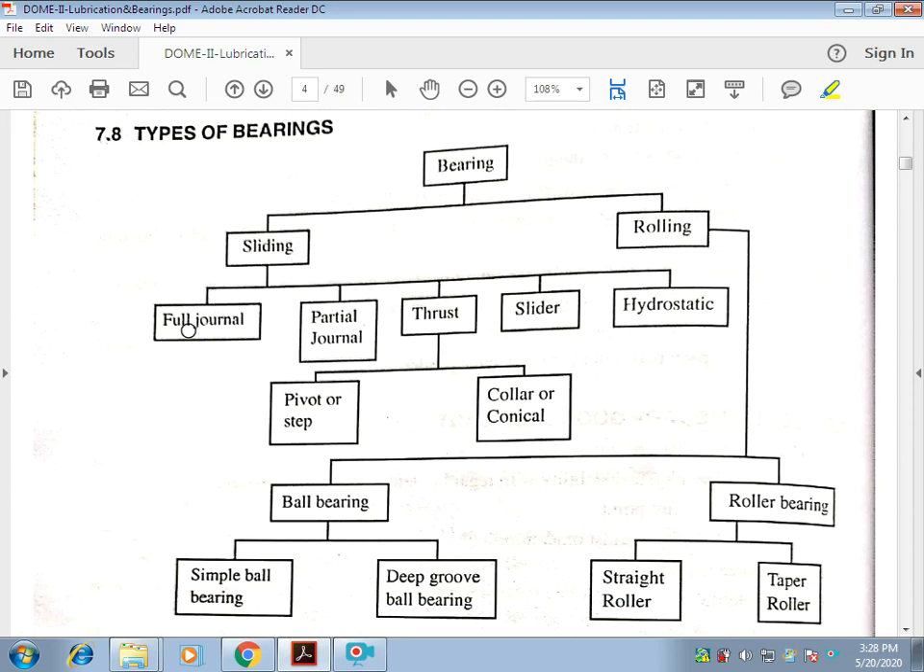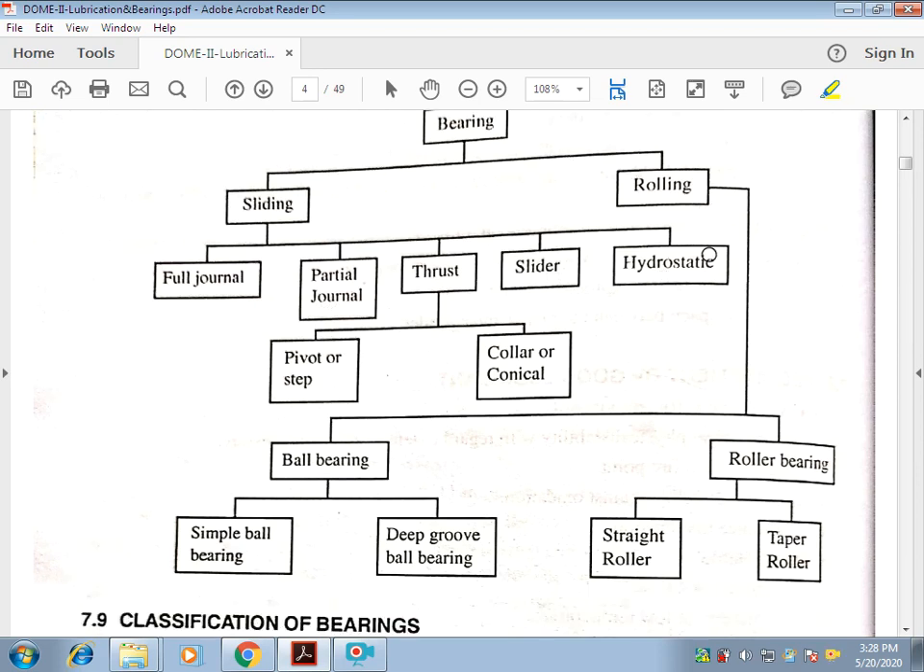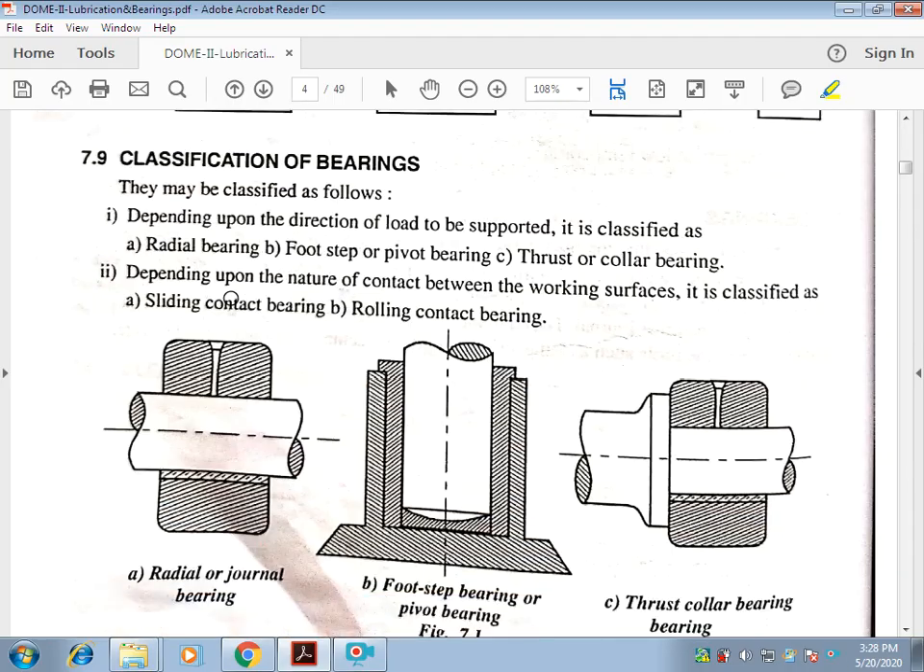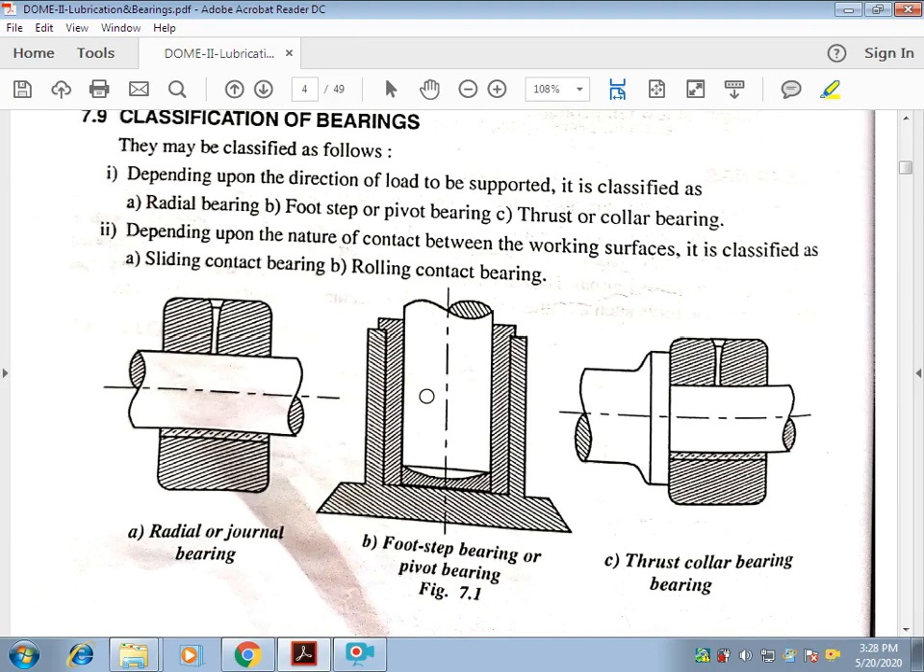Sliding is further divided into full journal bearing, partial, thrust, slider, and hydrostatic. Just go through this table if you want. Lubrication bearings depend on the direction of load applied: radial bearing, pivot or step bearing, and thrust bearing. This is a radial bearing, this is a pivot bearing, and this is a thrust bearing.